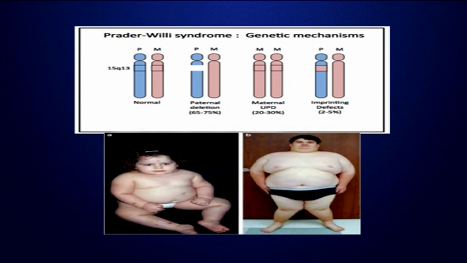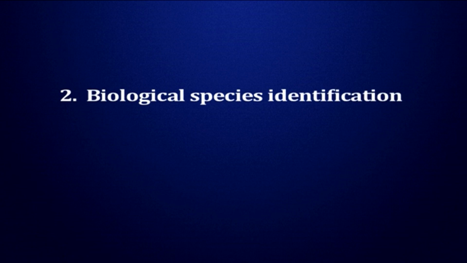Prader-Willi syndrome is a rare genetic disorder in which 7 genes or some subset thereof on chromosome 15q11-13 are deleted or unexpressed. Chromosome 15q partial deletion on the paternal chromosome. The FISH technique can also be used for biological species identification. The FISH technique is also used in clinical studies.